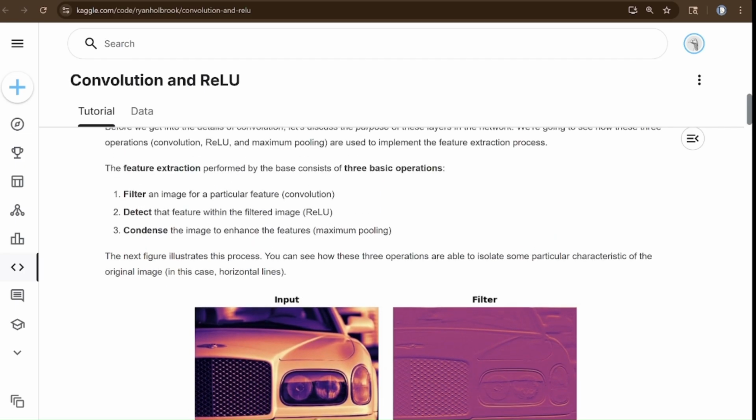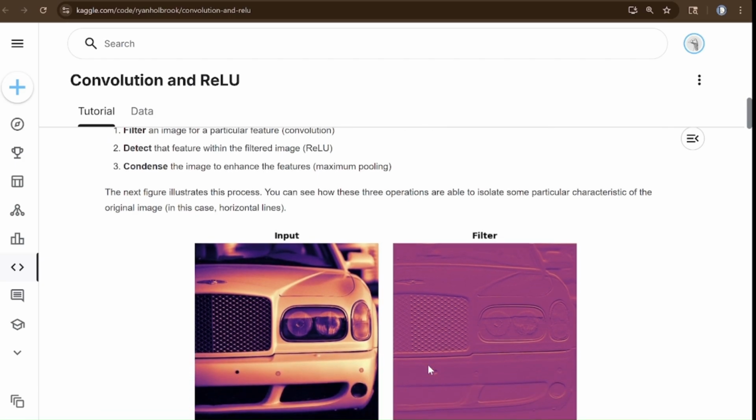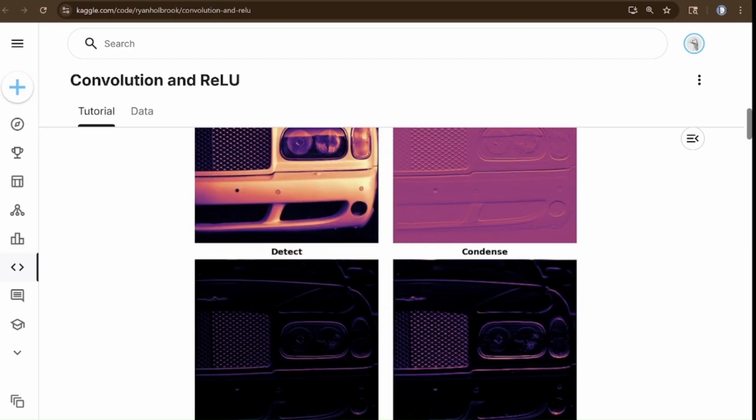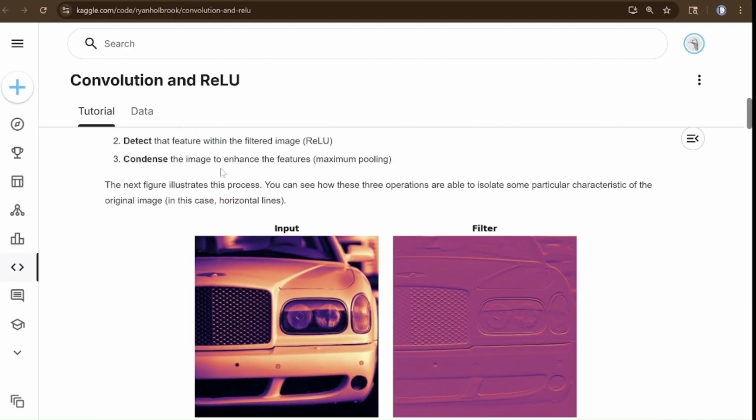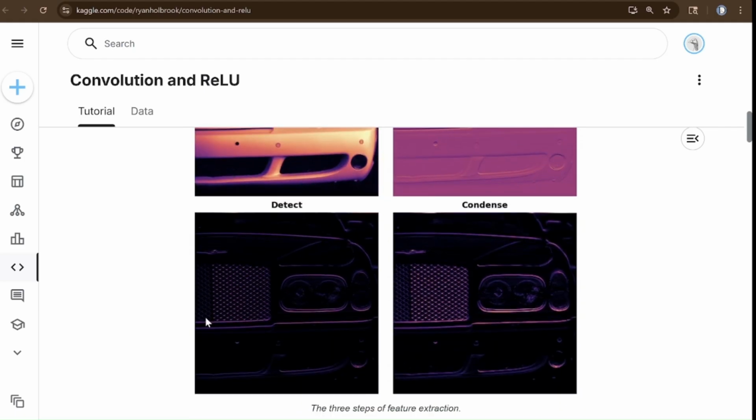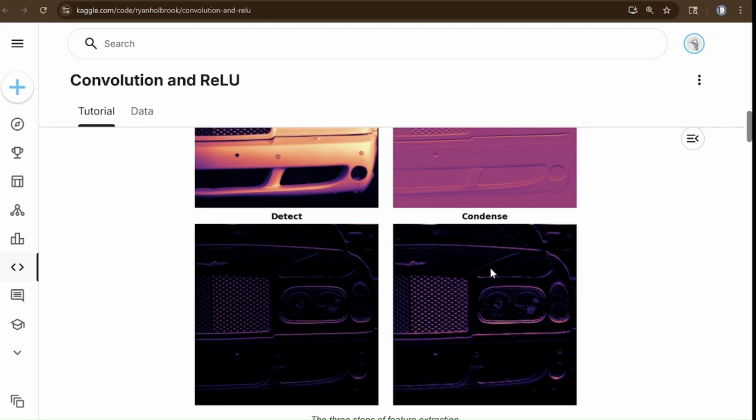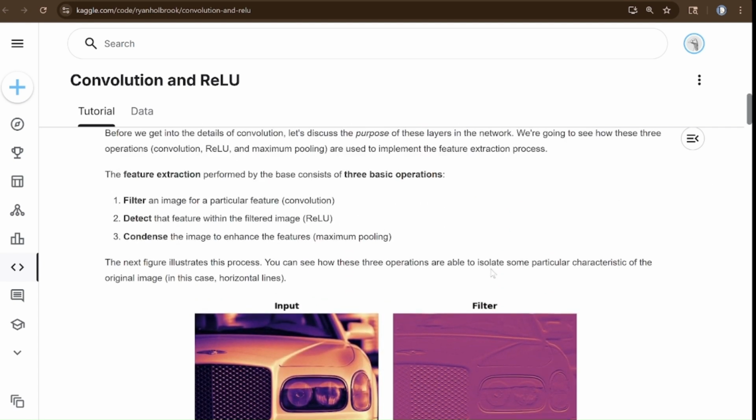See, the filter is done by convolution. So you are filtering the image. Second, you are detecting the feature within the filtered image. That is done using ReLU. Next, you are condensing the image to enhance the features. You can see this image and this image. Here, the things are more enhanced. This part is done by maximum pooling. Okay, so three steps: filter, detect, condense.